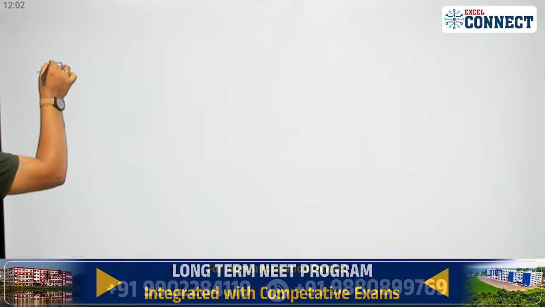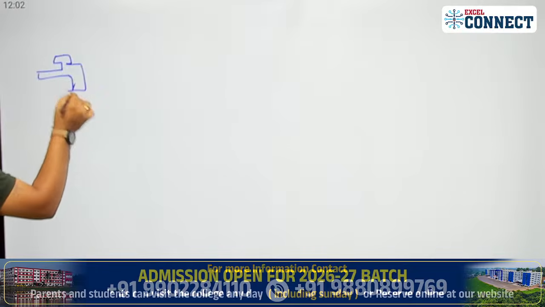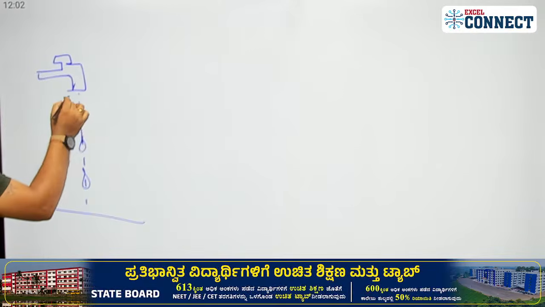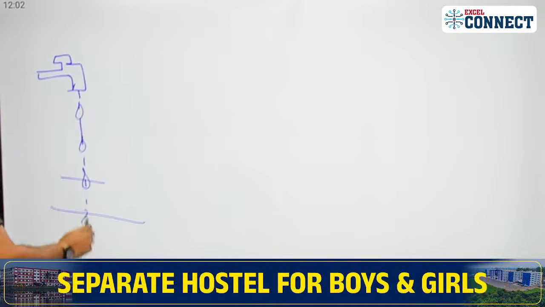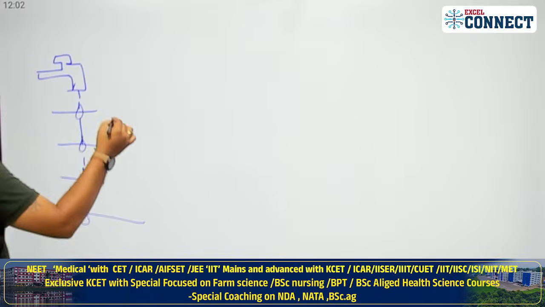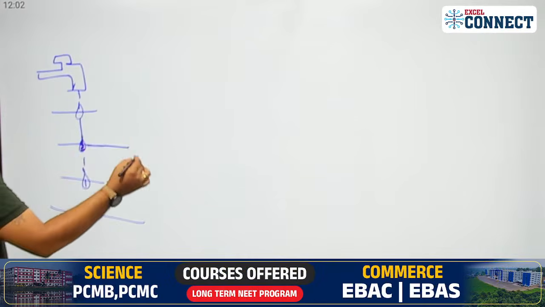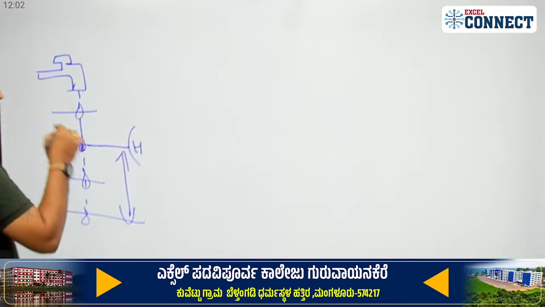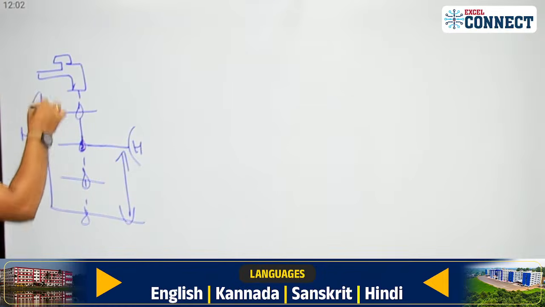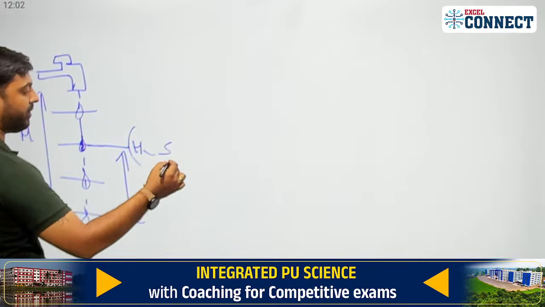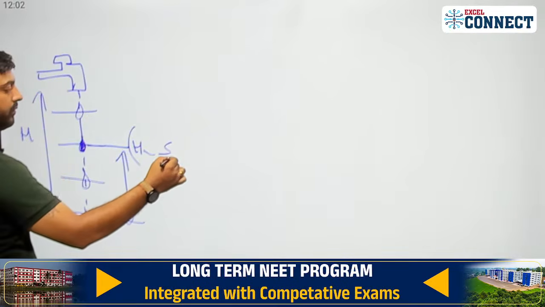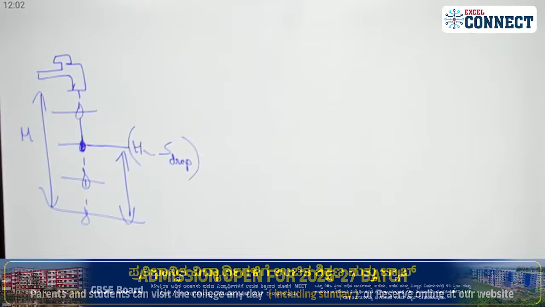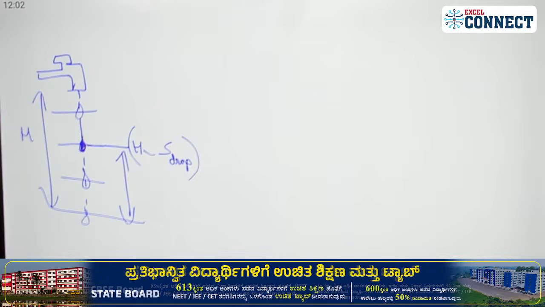Suppose from a tap there are different drops. Different drops are at different points. How to calculate the height of a drop? Suppose this is a drop here. Height of the drop is calculated by h. What is h? h is the height of the water tap minus the distance traveled by the drop. Hope this is clear.